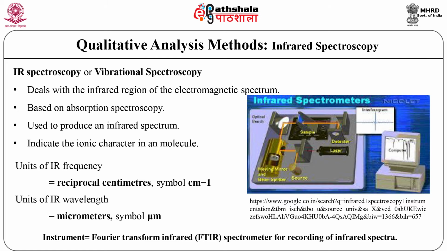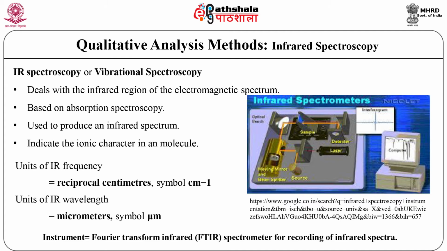Methods. Infrared spectroscopy. Infrared spectroscopy is based on the absorption of infrared light. Absorption excites molecular vibration and rotation, which have frequencies within the infrared range. Infrared spectroscopy, that is IR spectroscopy or vibrational spectroscopy, deals with the infrared region of the electromagnetic spectrum. IR is light with longer wavelength and lower frequency than visible light. This technique is mostly based on absorption spectroscopy.